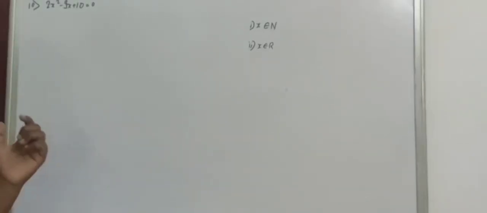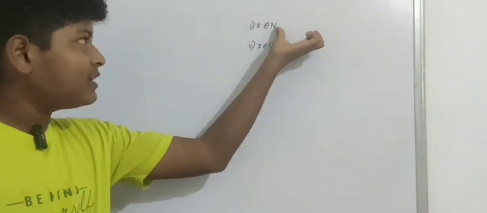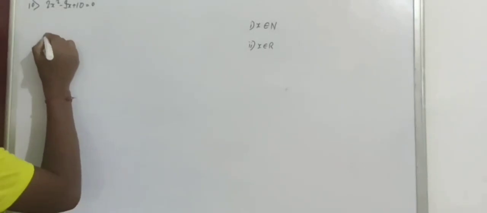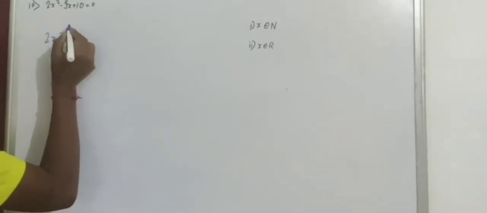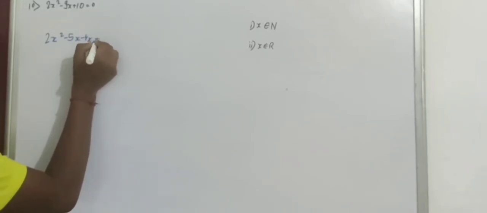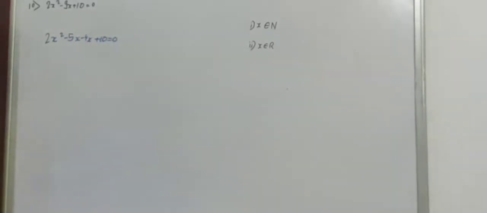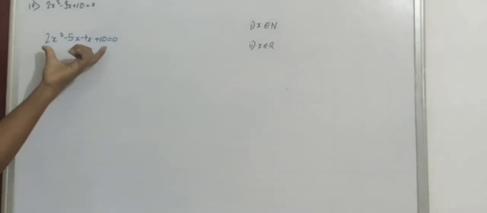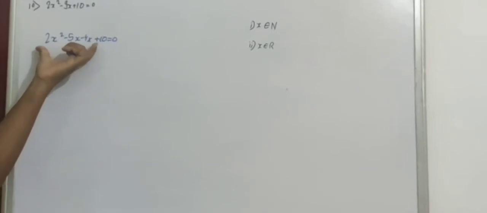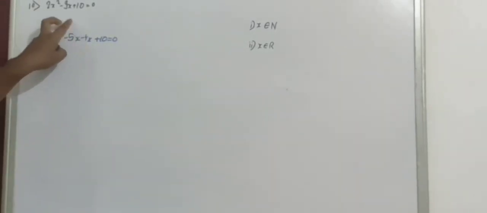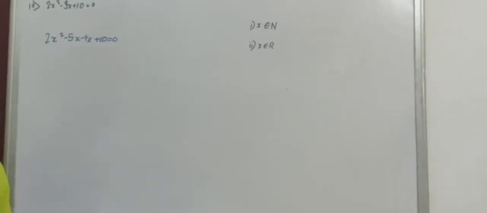Again the same question, just the thing is to classify it into natural and real numbers. That's why I'm solving this question also. So 2x square, it will be minus 5x and minus 4x plus 10 is equal to 0. Because 5 and 4 on multiplying give the product of these two, like 5 times 4 is 20 and 10 times 2 is also 20, and on adding these two terms we will get this. So it is a midterm split.